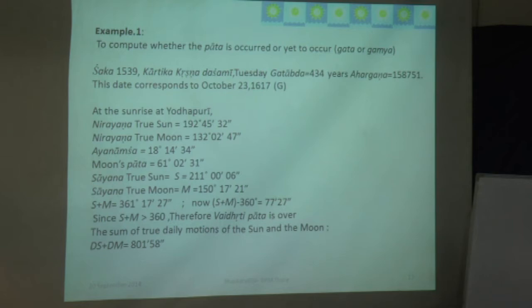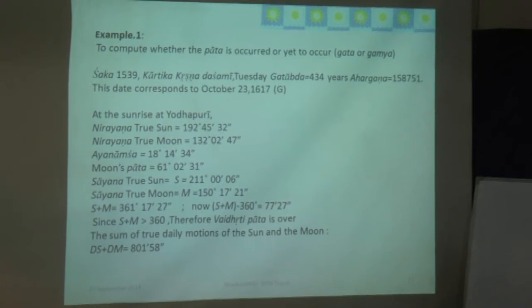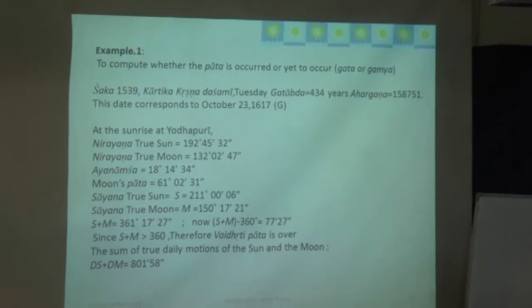I have taken the example from Shaka 1539, Kartika Krishna Dashami, that is Mangalwar. Gathabda is 434 years, Ahargana is 1587-51. This date corresponds to 23rd October 1617, the Gregorian date. At the sunrise of Yodapuri, we take the Nirayana, that is sidereal, true sun and true moon, the Ayanamsha, and then the moon's Pata. Here we should know that the moon's Pata, in the sense of the moon's node, he considered as 360 minus Rahu, the ascending node, just to get positive answers while calculating.